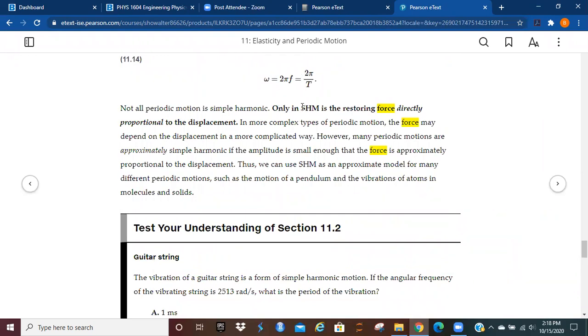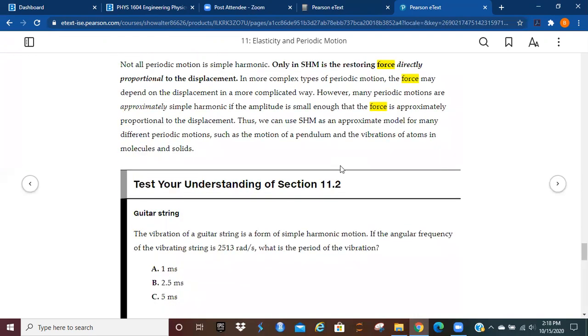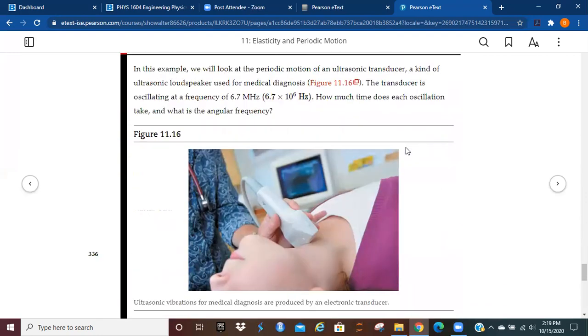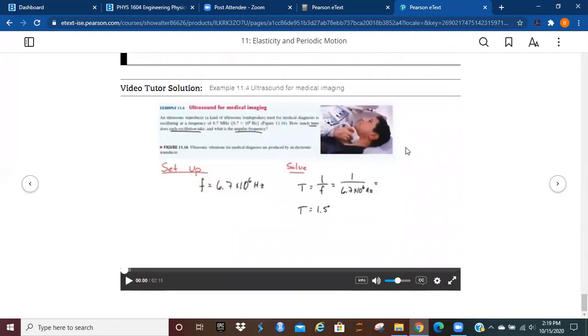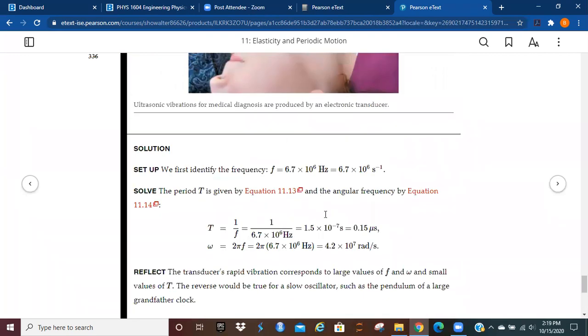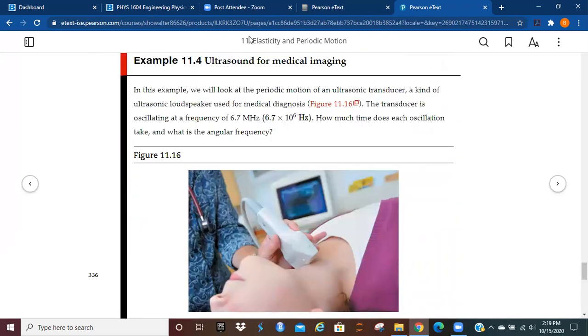So the key thing here is that only in simple harmonic motion is the restoring force directly proportional to its displacement. In more complex types of periodic motion, the force may depend on its displacement in a more complicated way. However, many periodic motions are approximately simple harmonic if the amplitude is small enough that the force is approximately proportional to the displacement. So that's the important point that we want to drive home here. Again, there are some more exercises here I would encourage you to go through and to observe.